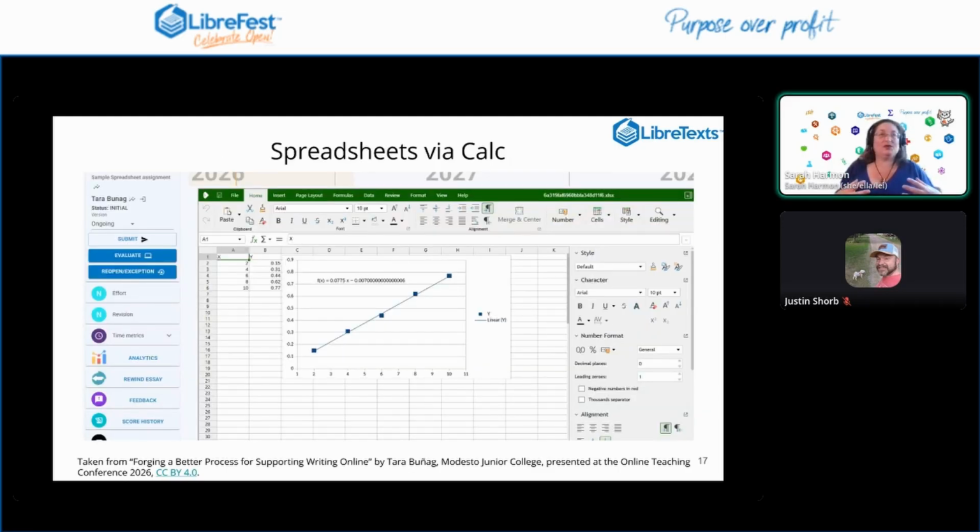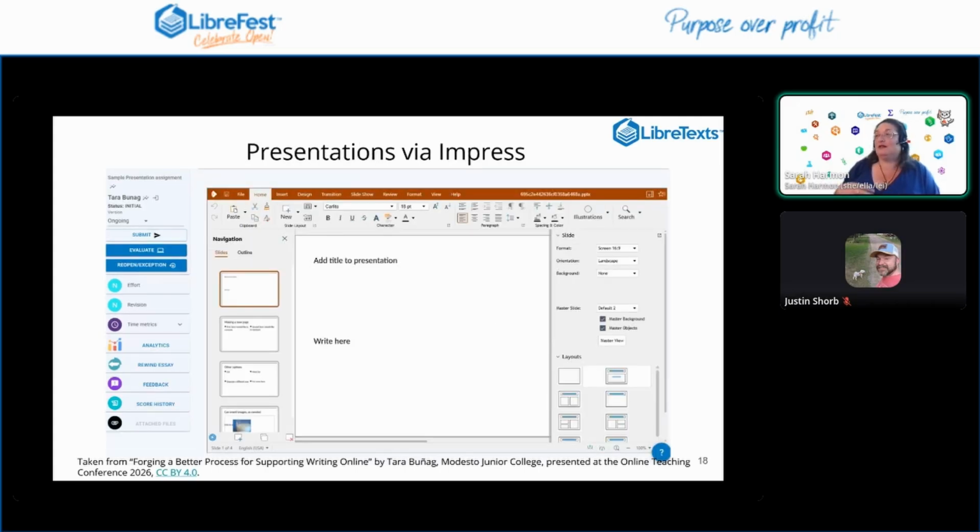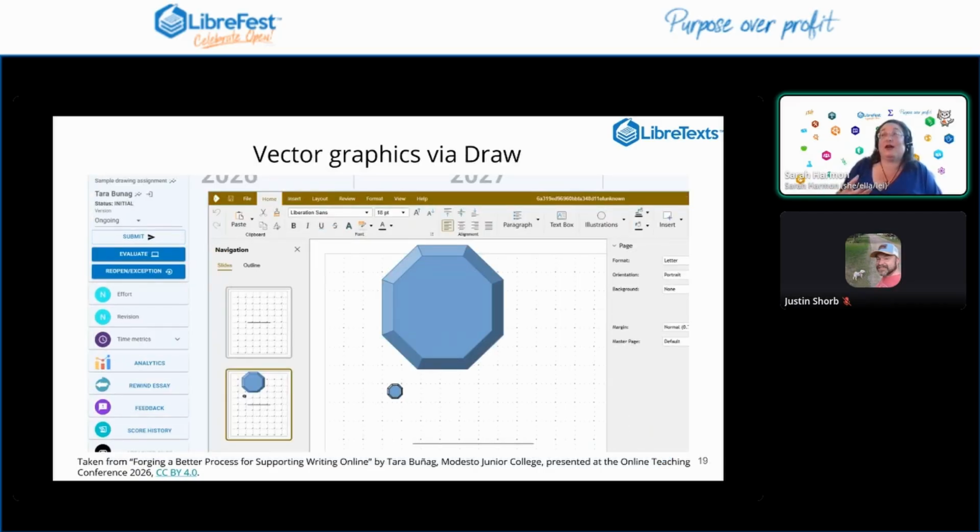As I said, most of these tools are very robust in the writer for the essays, but you can use the other tools as well, and they do have a lot of these aspects, especially Calc. Calc has quite a few, and this is what it looks like. As you see, it kind of looks like Excel. You have Impress, which is for slide decks. Again, kind of looks like PowerPoint. And then vector graphics are put together on Draw.